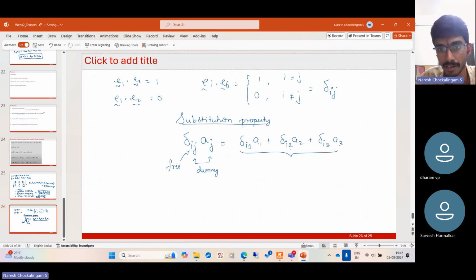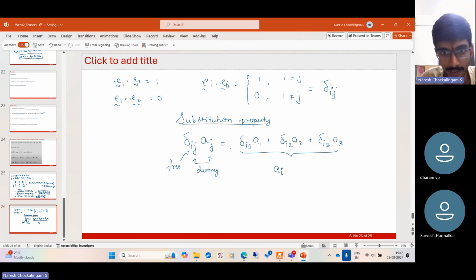Others will be 0 because if i is not equal to 1, this term will vanish. If i is equal to 1, these two terms will vanish. If i is equal to 2, these two terms will vanish. And if i is equal to 3, the first two terms will vanish. So depending on what the value of i is, one of these terms will survive. If 1 is equal to i, 1 will survive. If 2 is equal to i, 2 will survive. And if 3 is equal to i, 3 will survive. So what survives is basically Ai, right?